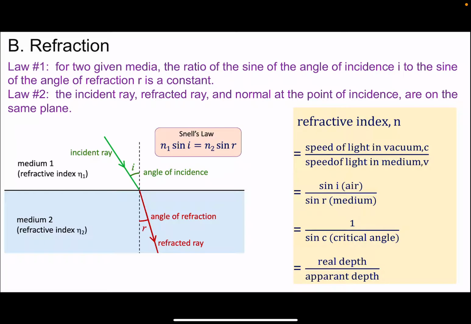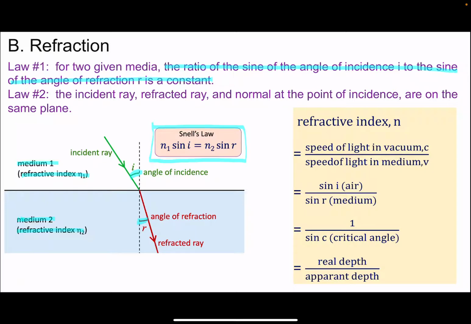Let's look at the laws of refraction. First law of refraction, which is Snell's law: the ratio of the sine of the angle i to the sine of the angle r is a constant. So this refers to Snell's law. So for example, here we have medium 1 with refractive index n1, medium 2 with refractive index n2. We have an angle of incidence at medium 1, we have an angle of refraction at medium 2. This relationship is given by Snell's law, which states n1 sine i equals n2 sine r.